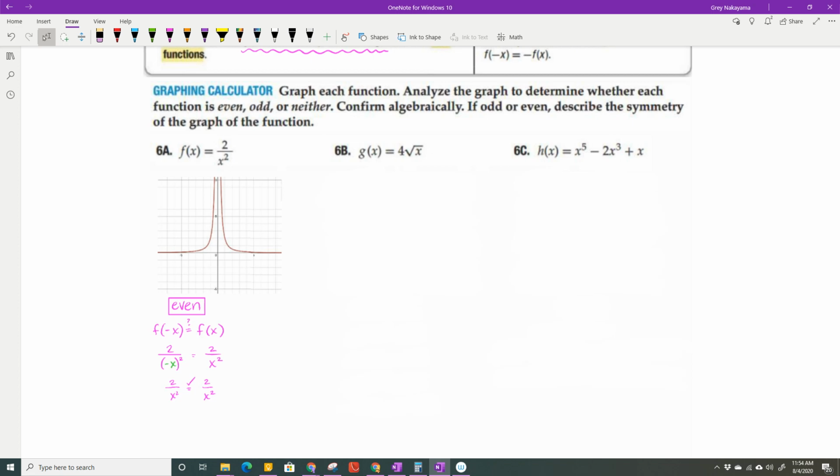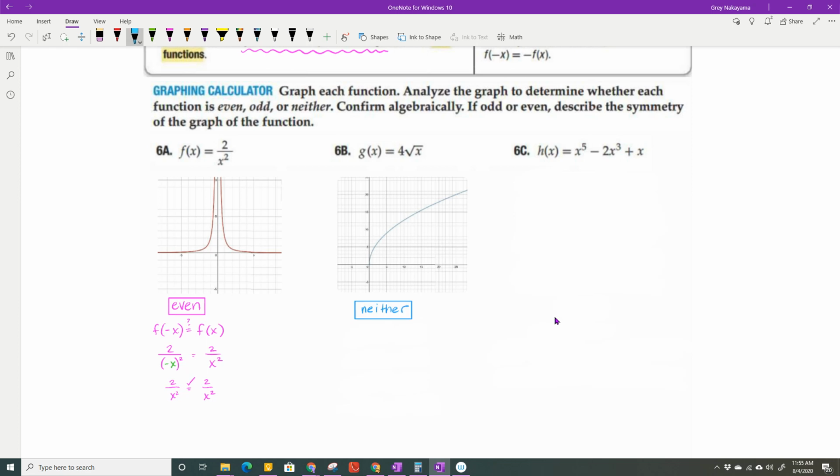Okay, look at 6b. g of x equals 4 times the square root of x. So I graph it. Is it symmetric to the y-axis? Can I fold it and have the same thing on both sides? No. Is it symmetric to the origin? If I have a point on here, this point looks like (5, 9). If I have (5, 9), do I have the point (negative 5, negative 9)? I don't. So in that aspect, I'm going to say that this one is neither.